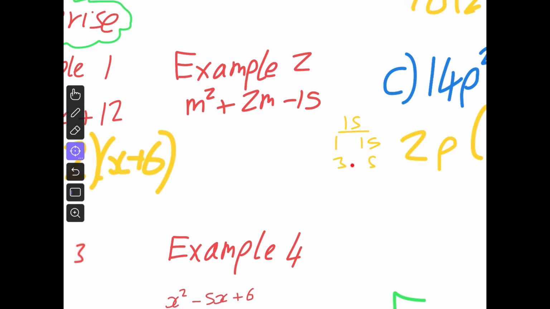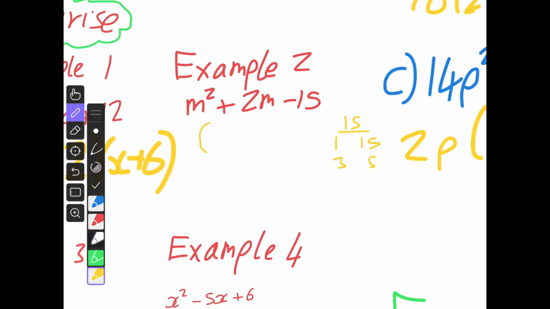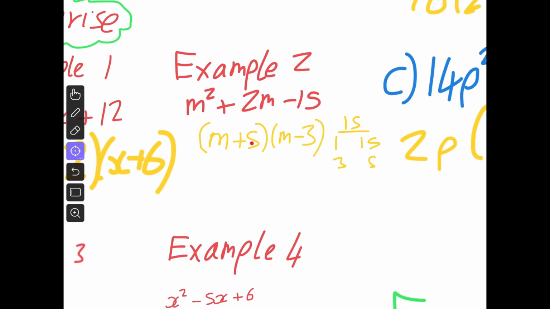But you've got to think, how am I making a positive 2 with 3 and 5? And that is 5 minus 3. So then when you write it here, it'll be m, be careful, it's not always x, m plus 5, and then m minus 3. Yeah, because 5 multiplied by minus 3 would make you minus 15. 5 subtract 3 would get 2. And that is it for that one.